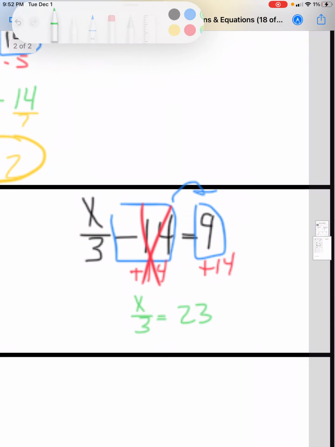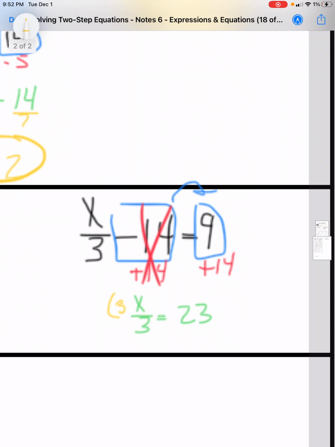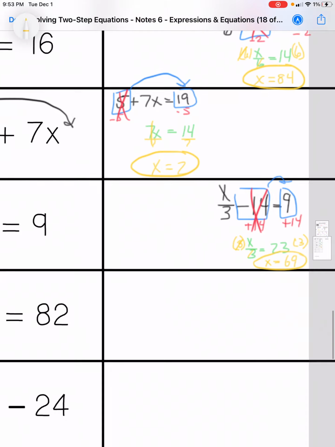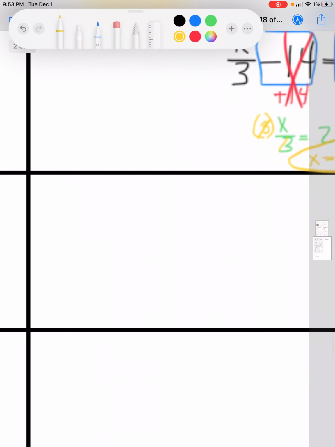x divided by 3, because x over 3 means x divided by 3, okay? So what is the opposite of division? Multiplication. So we're going to multiply both sides. And you're going to be left with x is going to equal 69. Okay? Great job getting that one right, guys. I know most of you did.